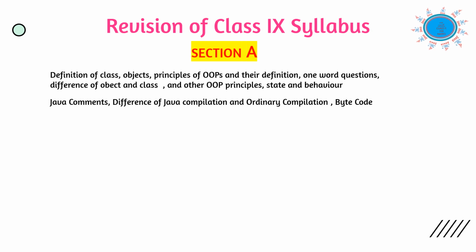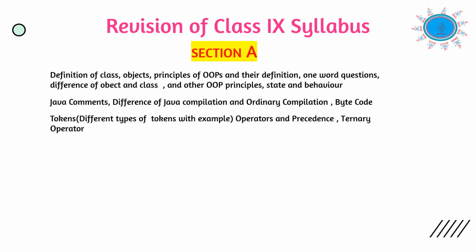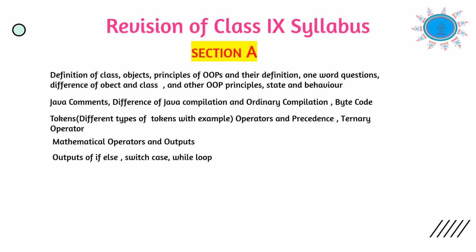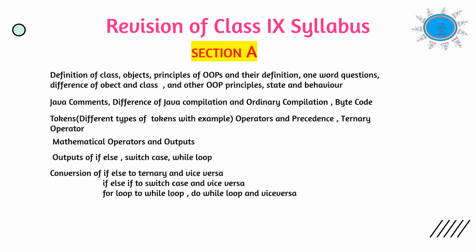Java commands, difference between Java compilation, ordinary compilation and bytecode. Tokens, keywords, identifiers, all the tokens, operators and precedence, ternary operator. The ternary operator is an important topic. Increment operator, all the operators are important topics. Mathematical operators and outputs, if-else-if, switch case outputs, while loop outputs, and conversion of if-else-if to ternary, ternary to if-else, if-else to switch case and vice versa, for loop to while loop and do while loop, and do while or while loop to for loop. And ternary operator outputs can also come.